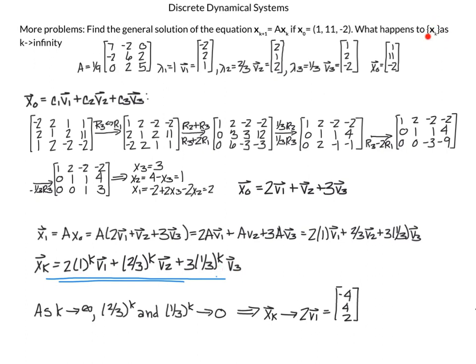So what happens to x of k as k goes to infinity? Well, it looks like it's going to stay at 2v1. This term, because it's less than 1, will go towards 0, and this one also, because it's less than 1, will go towards 0. So as k approaches infinity, my 2/3 to the k and my 1/3 to the k approach 0. So x of k is going to approach 2 times v1, which is 2 times this vector here, which is negative 4, 4, and 2. This is my kind of long-term solution.